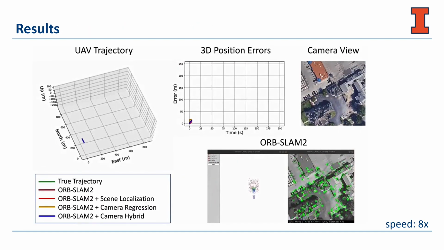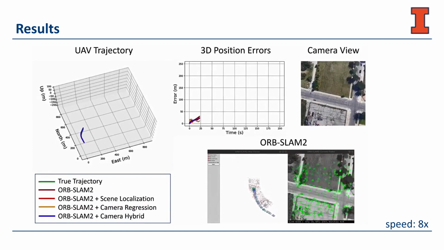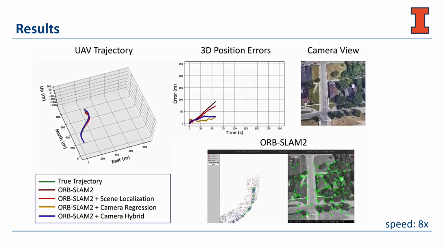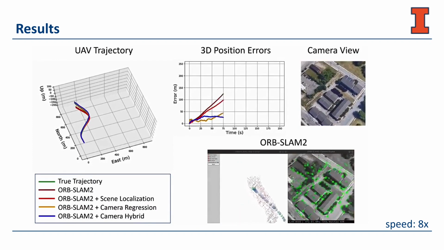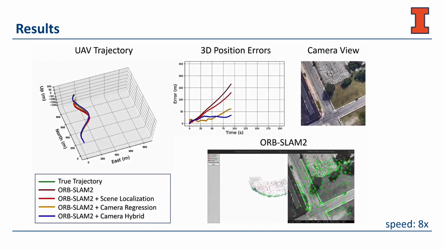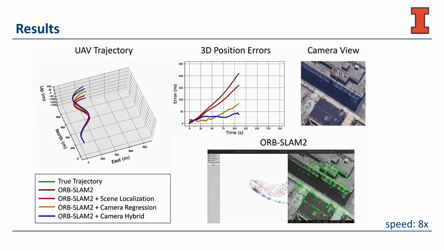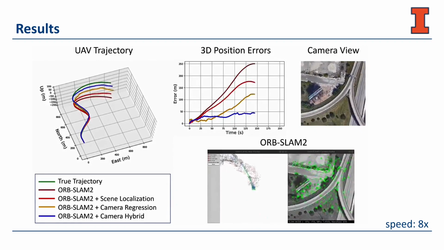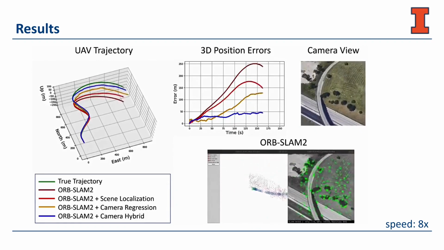We test the performance of integrating visual odometry with our cross-view geolocalization architecture on the simulated flight data. The blue line shows the trajectory of integrating OrbSlam2 with our scene localization network plus our hybrid camera localization network. Our method obtains a position root mean squared error 50% lower than other methods.